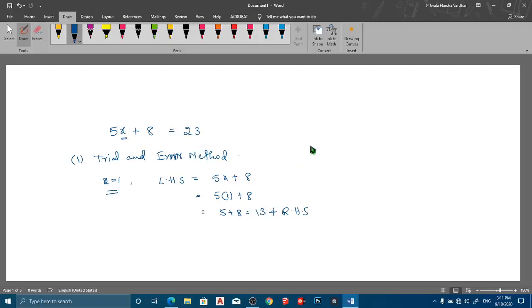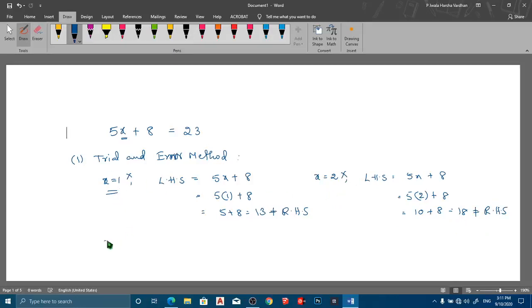Let us take one more trial as x is equal to 2. This is trial number 2. Take the LHS value 5x plus 8, and in place of x I am substituting 2. 5 into 2 is 10, plus 8 is equal to 18. Now also this is not equivalent to the RHS value. That's why x is equal to 2 is also not a solution of the given equation. x is equal to 1 is also not a solution.